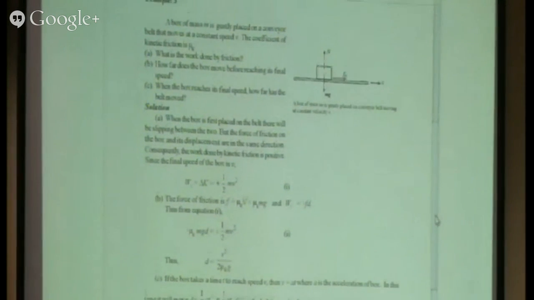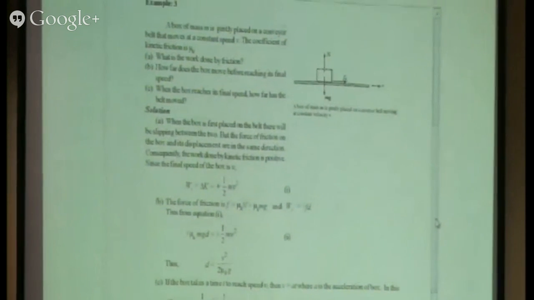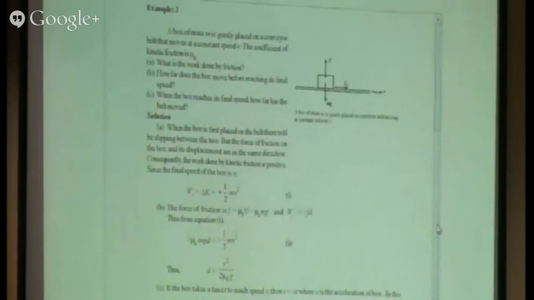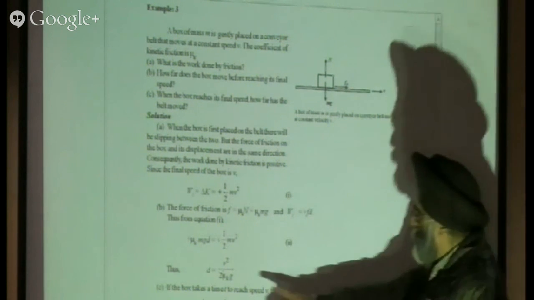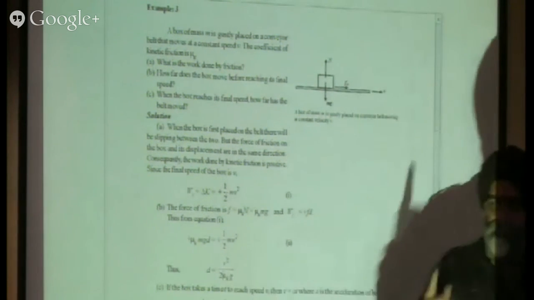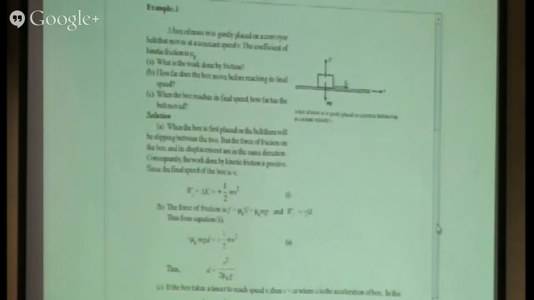So we assume that after moving a distance d, the block attains a velocity v. The change in kinetic energy is half mv square, and up to that time, the work done on the block will be mu mg into d. So equate the two and you are able to get d. This is the expression for the distance traveled by the block before it attains a velocity v. Look at how the work energy theorem helps you find an unknown quantity so easily.